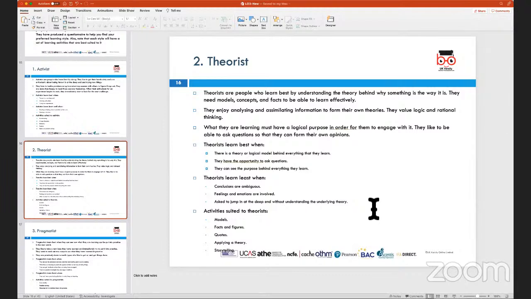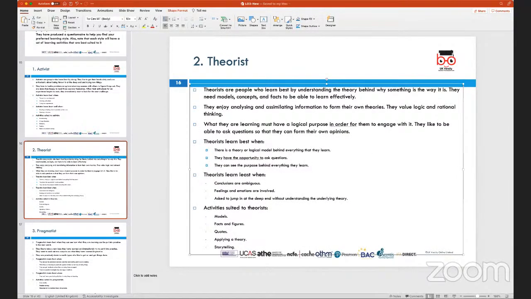They look at facts and figures. They look at applying theory. They look at a bit of storytelling. And they are people who would generally be termed what are called theorists.